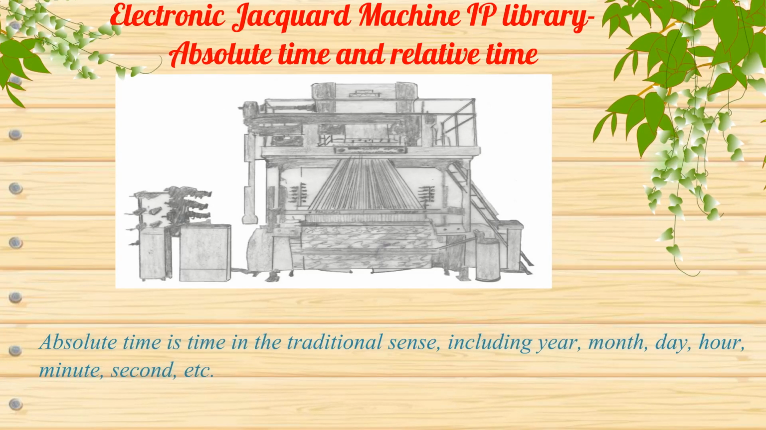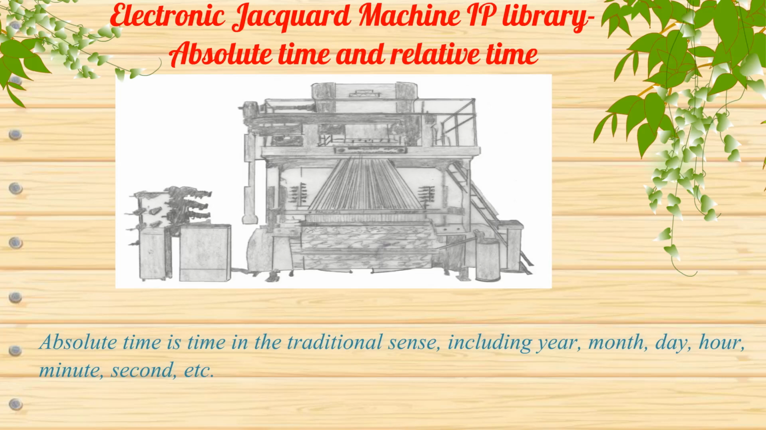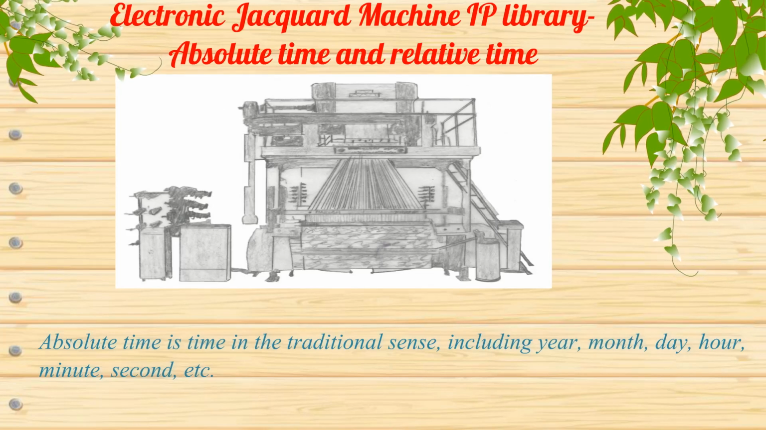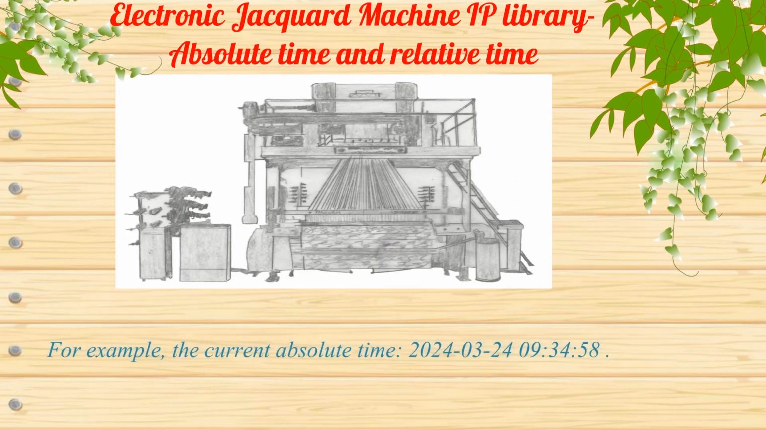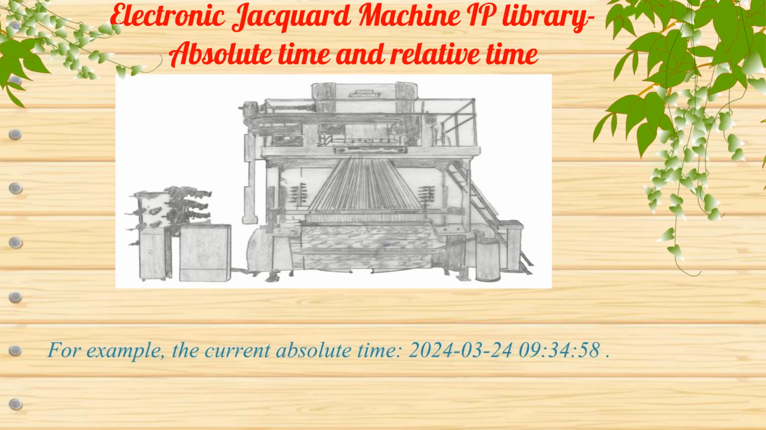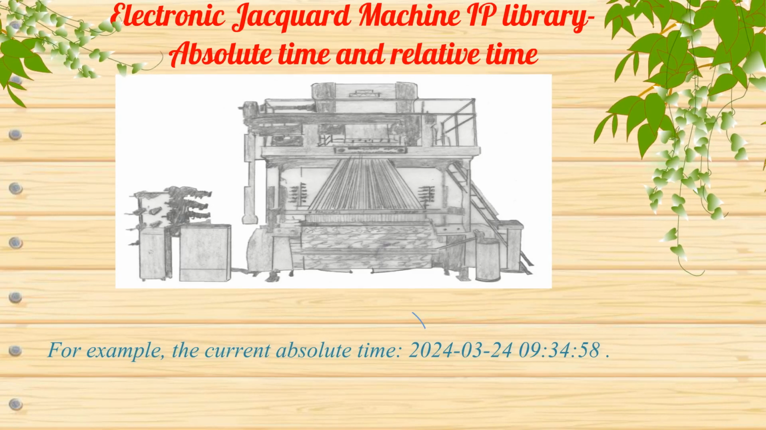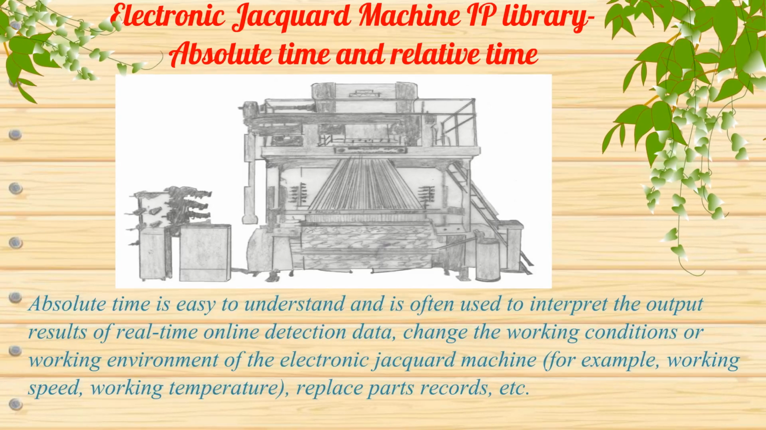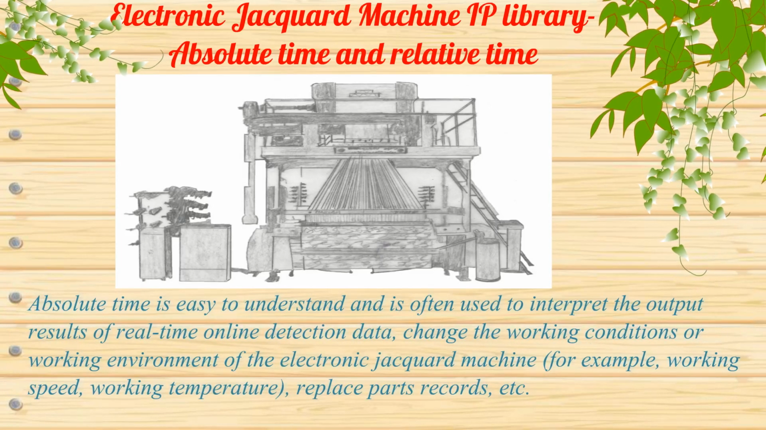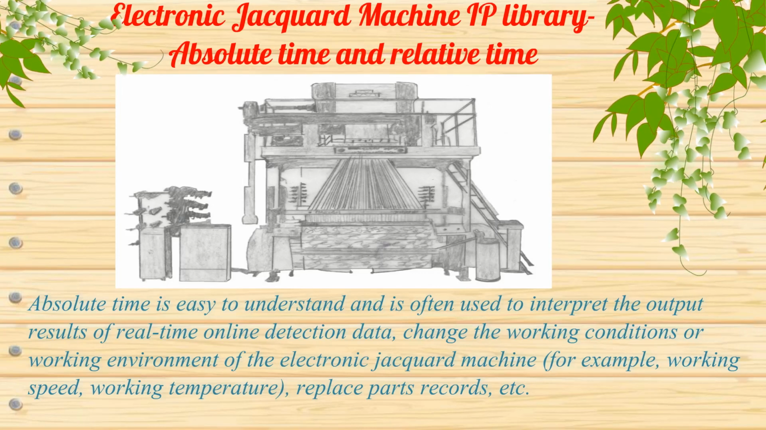Absolute time is time in the traditional sense, including year, month, day, hour, minute, second, etc. For example, the current absolute time, March the 24th in 2020, 09:34:58. Absolute time is easy to understand and is often used to interpret the output results of real-time online detection data.